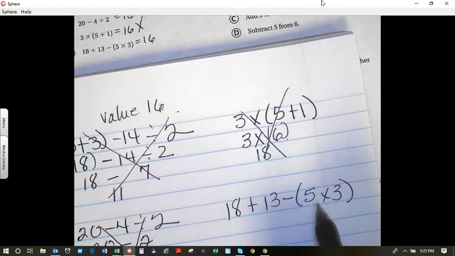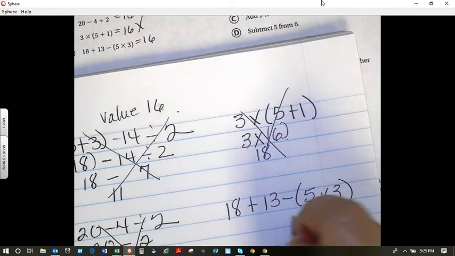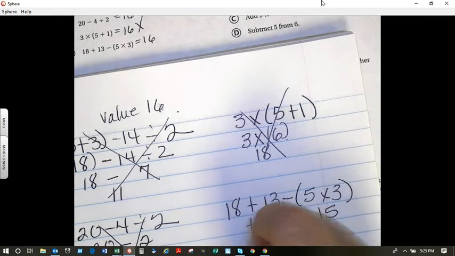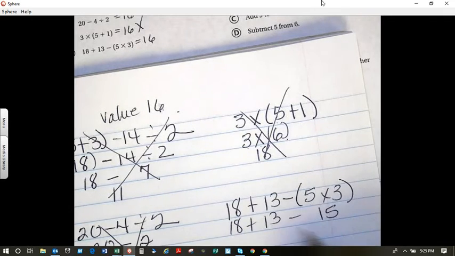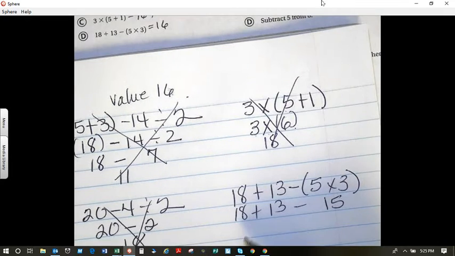Have to do my groupings. Go to my parentheses first. I have a 5 times 3, that's 15. I'm going to bring down everything else. Now, start from left to right.